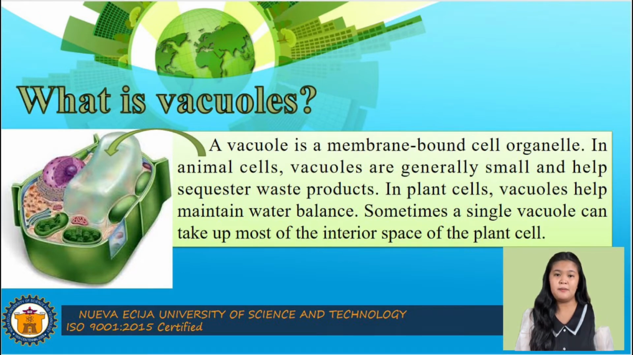By storing various materials, the central vacuole keeps its water potential as low as the cytoplasm's potential and maintains pressure against the cell wall. Turgor pressure is essential for supporting plants in an upright position.